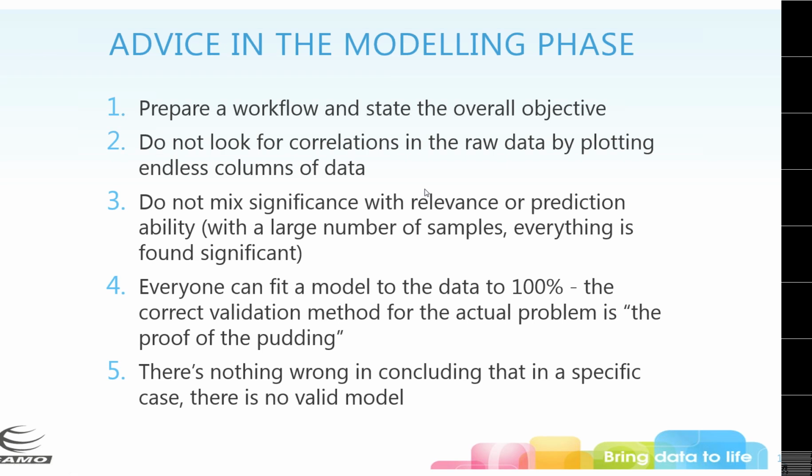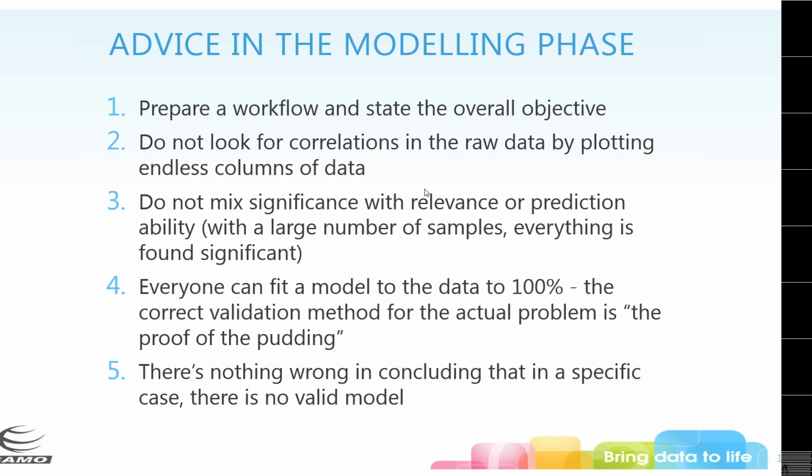So, some advice. Make sure you know what question you are trying to answer and why. So you need to prepare a workflow and figure out what your objective is. Don't look for correlations in your data by plotting endless columns of data. Don't mix up significance with relevance or prediction. And this goes back to how to choose your number of variables. Anyone can fit a model to the data 100%. The correct validation for the problem is the proof of the pudding, right? By definition, your errors, at least in calibration, will tend towards zero the more principal components you put in. You have to make sure to stop when it still makes sense, okay? And it still predicts in the future.